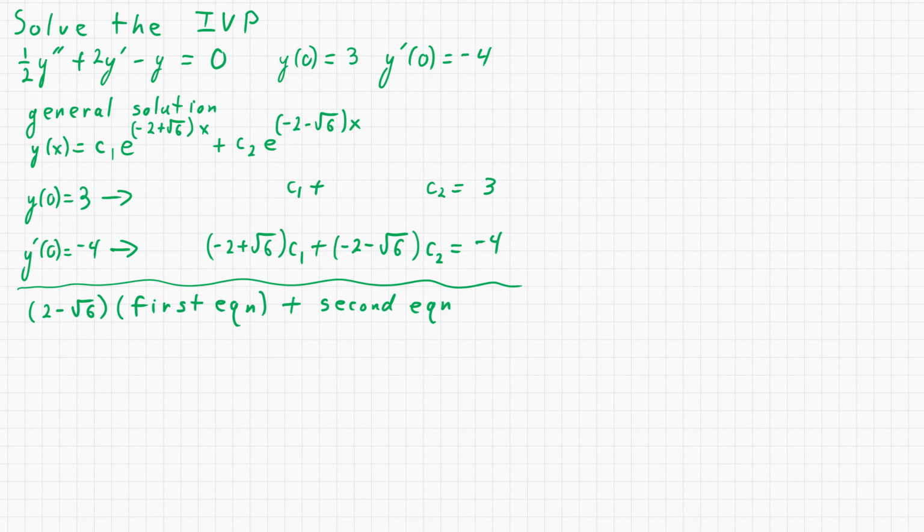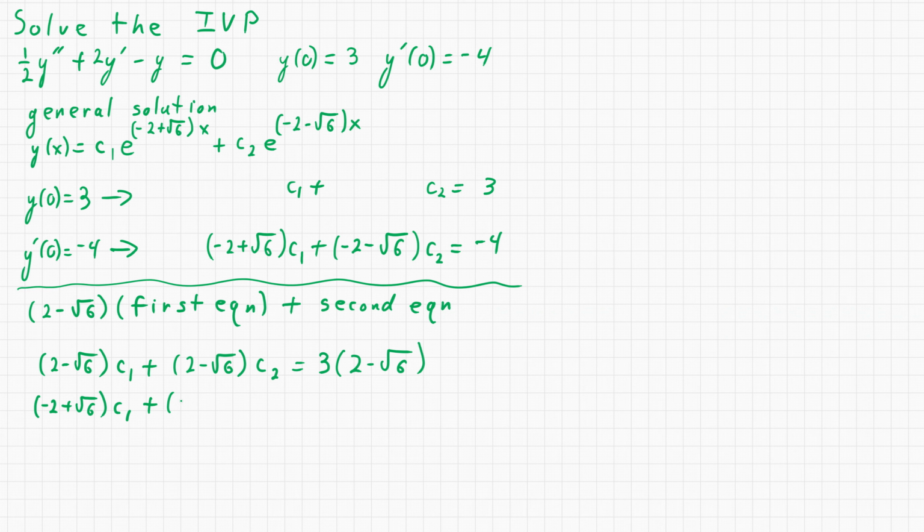So if we do that, we'll end up with 2 minus square root of 6 times C1 plus 2 minus square root of 6 times C2 equals 3 times 2 minus square root of 6. Now on the bottom, I'm just going to recopy. This is the first equation times the 2 minus square root of 6. I'm just going to recopy the bottom equation. So that's negative 2 plus square root of 6, C1, plus negative 2 minus square root of 6, C2 equals negative 4. All right, I'm going to add those together.